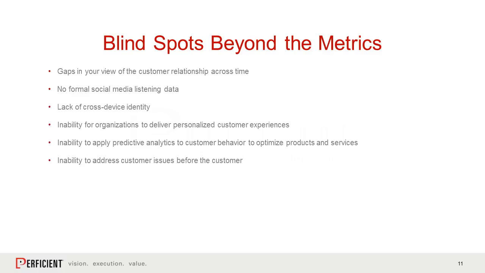If I'm a retail customer, I may not have the ability to do cross-device identity, so I know what customers are going from the laptop to the phone, into the store, and be able to target that customer specifically with the right message at the right time to try to increase that conversion rate. We also see an inability for organizations to deliver personalized customer experiences without the right information for what that customer is browsing for. We also have an inability to apply predictive analytics to customer behavior to optimize the products and services which we're marketing to those customers. And lastly, we have the inability to address customer issues before the customer brings them to us.